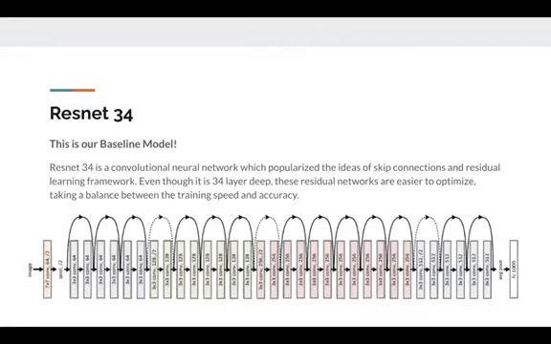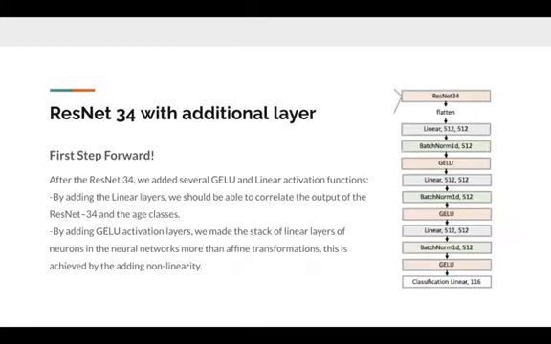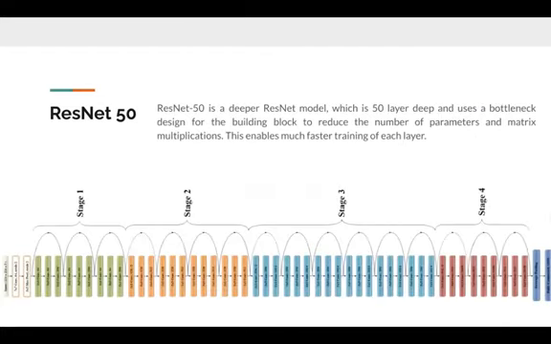First of all, we have ResNet 34 as our baseline model. This is the popular model that uses the ideas of skip connections and the residual learning framework. Even though it has 34 layers of depth, it's really easy to optimize and strikes a balance between training speed and accuracy. Then we moved one step forward and added several layers. We added a linear layer to correlate the output of ResNet 34 to the age classes, which has 116 classes. And then we added a GELU activation layer to add some non-linearity.